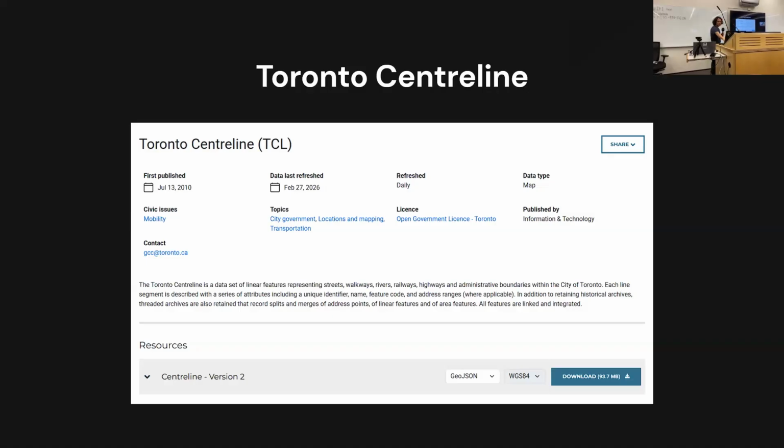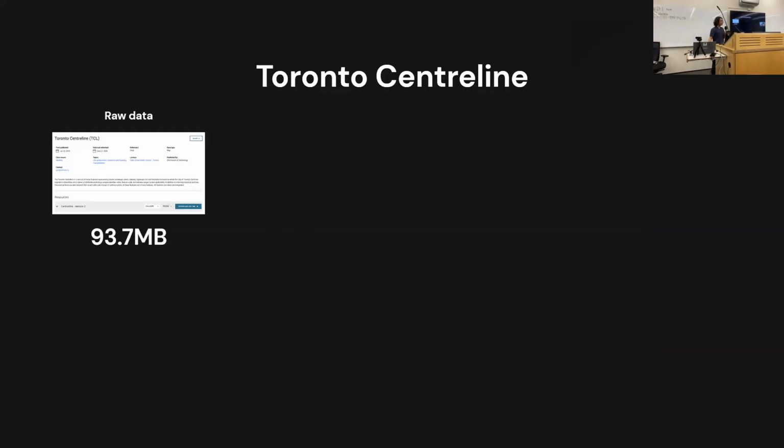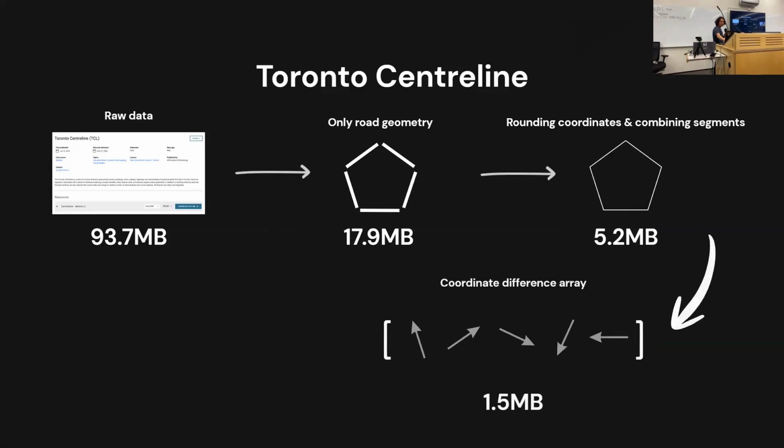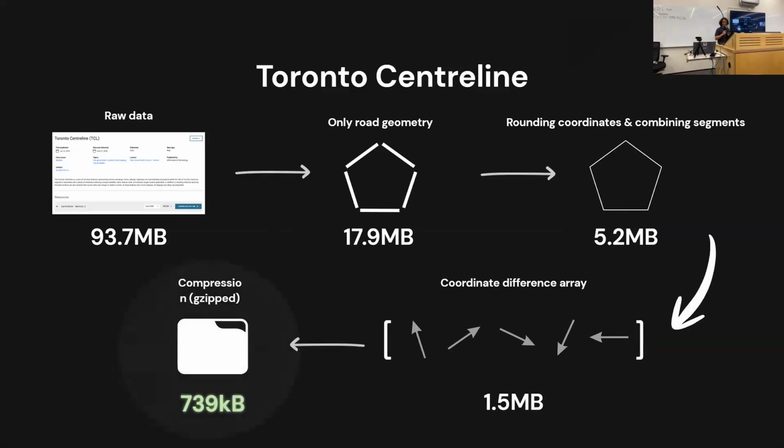So this is perfect. It was 93 megabytes though, so I needed to bring that down a bunch. And the first thing I did was just take out the road geometry, which isn't in a GeoJSON format. When you take out the road geometry, it's just a bunch of straight line road segments, which I then combined and turned into a coordinate difference array. And then using just basic gzip compression, I was able to get all the road data of Toronto down to about 700 kilobytes.